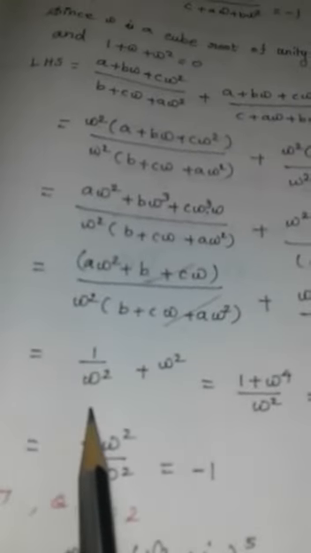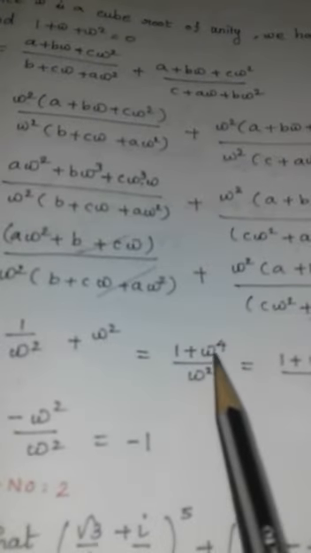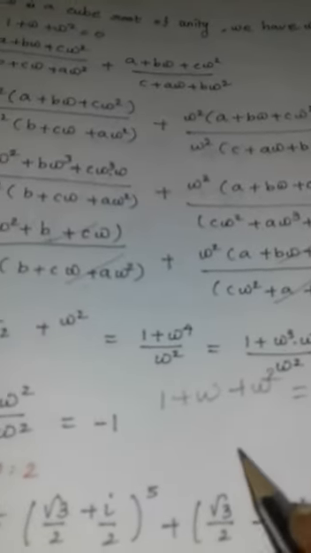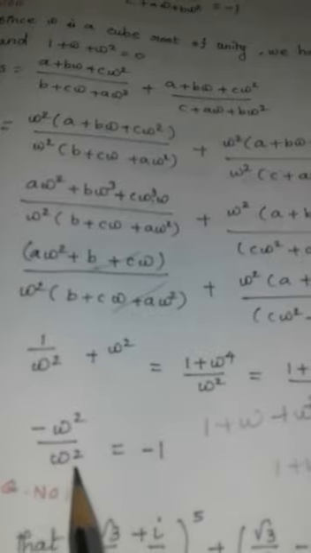Remaining 1 by omega plus 1 by omega square plus omega square. Now by taking cross multiplication, 1 plus omega power 4 divided by omega square. Omega power 4 is omega cube into omega, and omega cube value is equal to 1. So 1 plus omega divided by omega square. In the given value, 1 plus omega plus omega square is equal to 0, so 1 plus omega is equal to minus omega square. Now I replace this value. Both values are the same, I cancel. Remaining, I got minus 1.